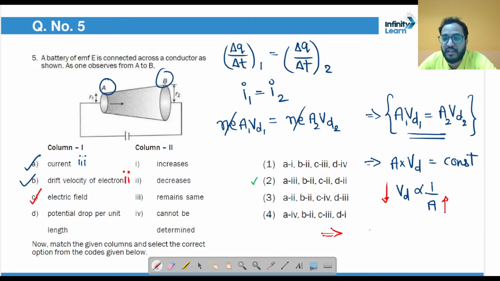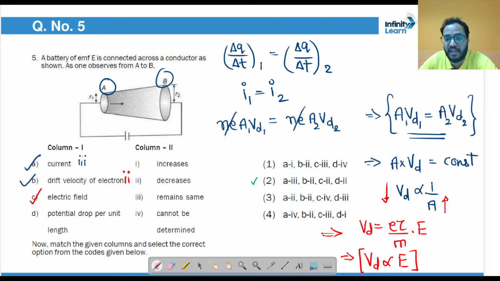See students, we know one thing for sure, that drift speed equals e tau by m into electric field. That means drift speed is directly proportional to electric field. Please remember this fact. This is important, right? Because e is the electronic charge, tau is the relaxation time, a property of the conductor, and m is the mass of the charge, that is also a universal constant, right?